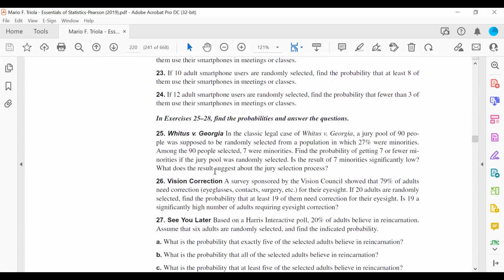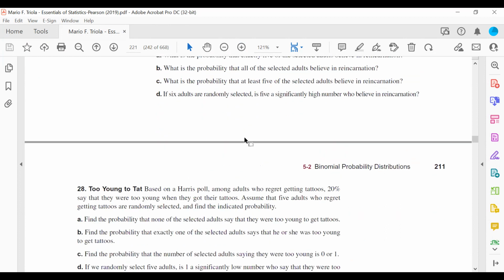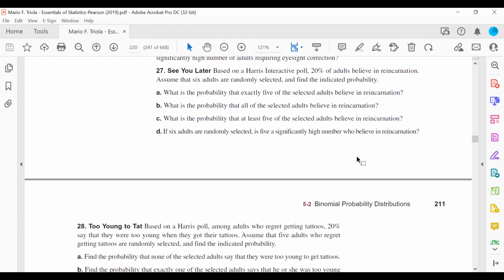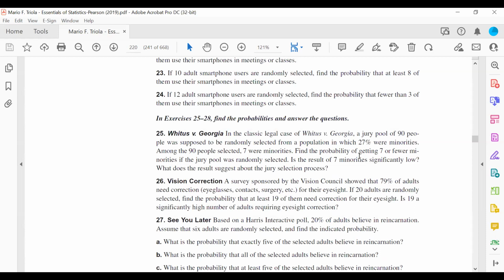All right, so let's do a couple of word problems. Let's do number 25. In the classic legal case of Castaneda versus Georgia, a jury pool of 90 people was supposed to be randomly selected from a population in which 27% were minorities. Among the 90 people selected, 7 were minorities. Find the probability of getting 7 or fewer minorities if the jury pool is randomly selected. Is the result of 7 minorities significantly low?